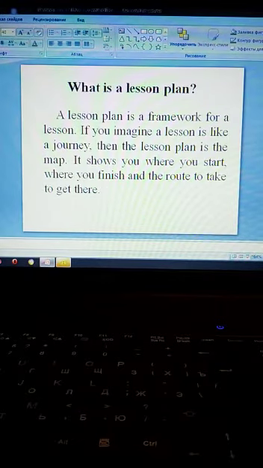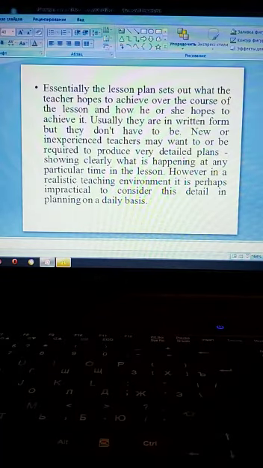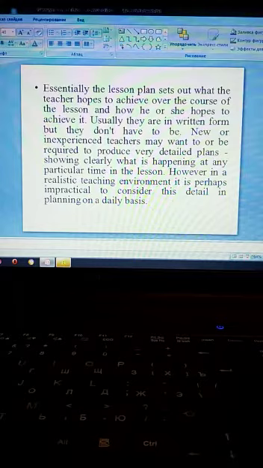What's a lesson plan? A lesson plan is a framework for a lesson. If you imagine a lesson is like a journey, then the lesson plan is a map. It shows you where you start, where you finish, and the route to take to get there. Essentially, the lesson plan sets out what the teacher hopes to achieve over the course of the lesson and how he or she hopes to achieve it.